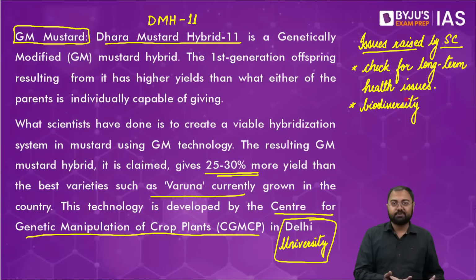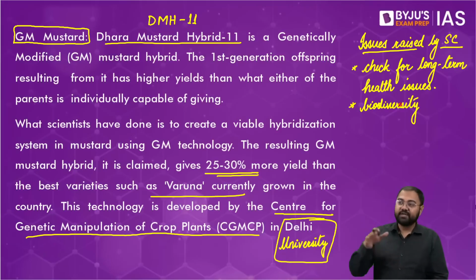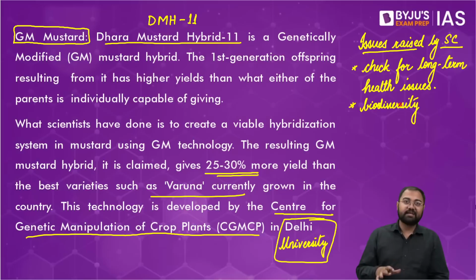Obviously, it has a better productivity, so why not? So what will it do? It will decrease the biodiversity of mustard, because many of the mustard variants will never be grown again. And a decrease in biodiversity is never good, whether it is species diversity, genetic diversity or biological diversity.